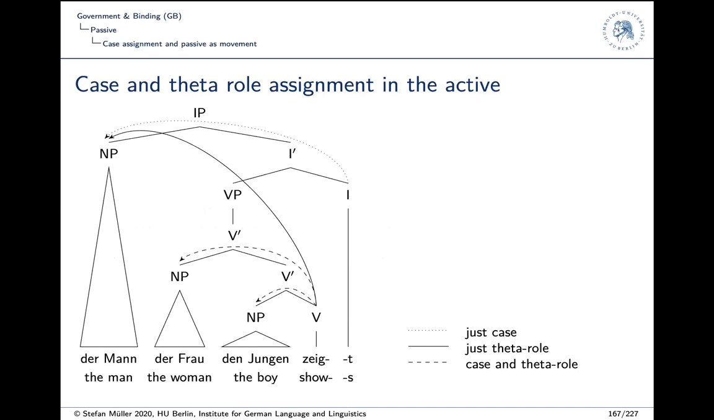So this is some visualization. So you see some analysis, first an active sentence. Dass der Mann der Frau den Jungen zeigt. You have an accusative object here, it gets accusative case and a semantic role. You have the dative here, it gets again case and the semantic role, and you have the nominative here that gets case from I and a semantic role from the verb.